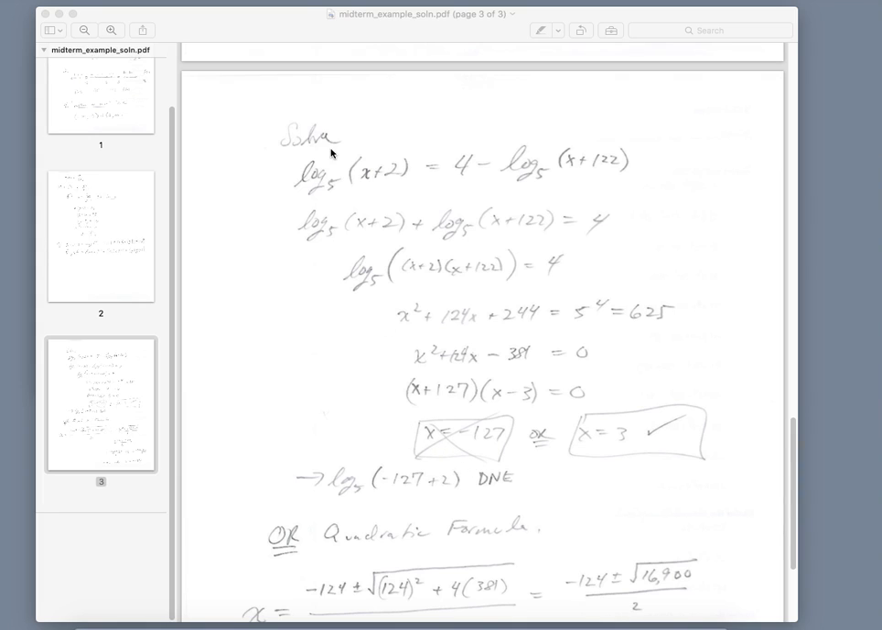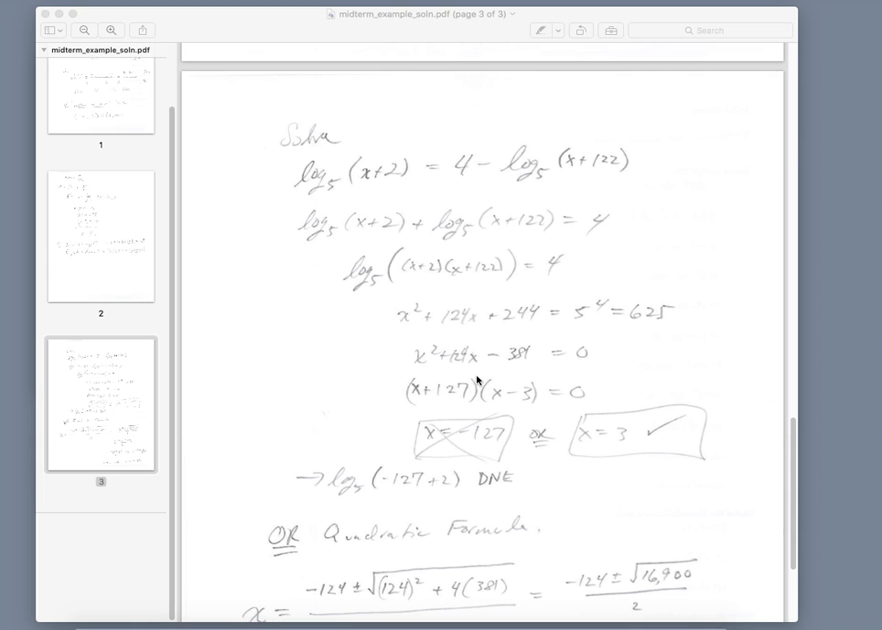If you try to plug in negative 127, for example, on this left-hand side, you would be taking the log base 5 of negative 125, and that doesn't make any sense. Insides of logarithms have to be positive. So we have to throw this one out. Now x equals 3 satisfies the check, and you can plug it all the way through.